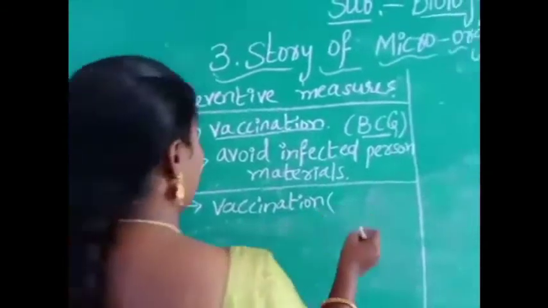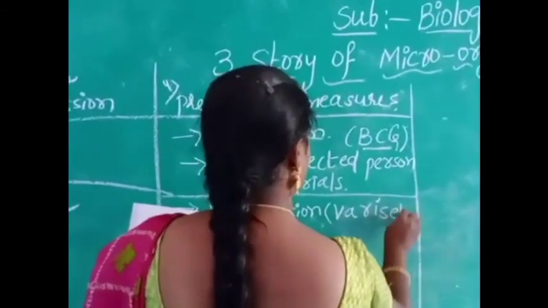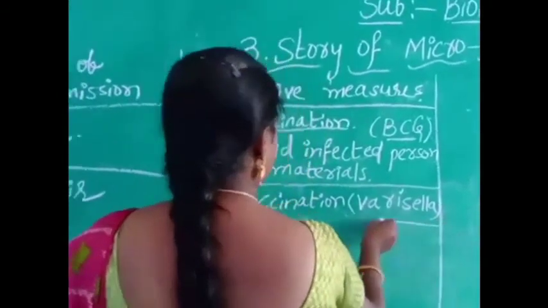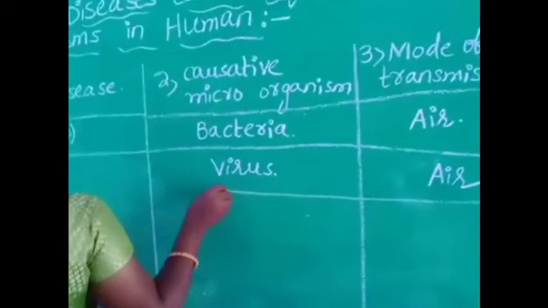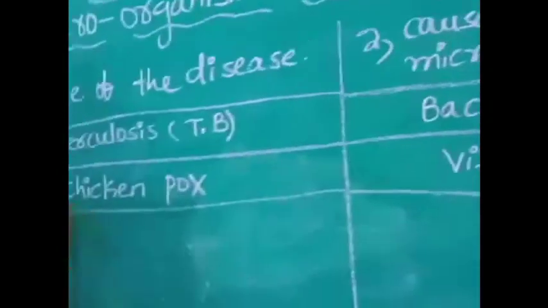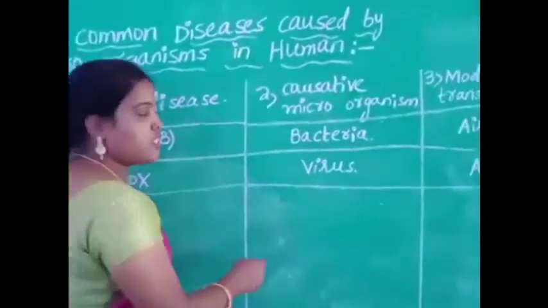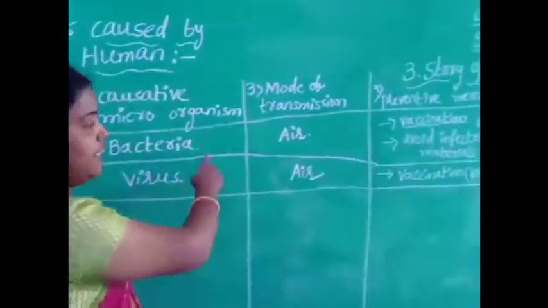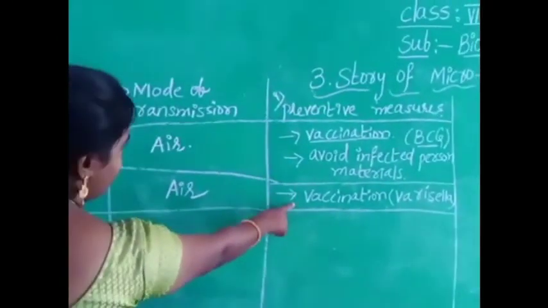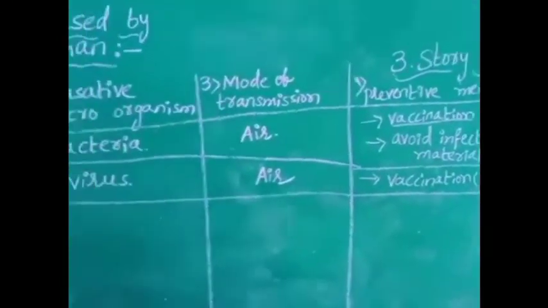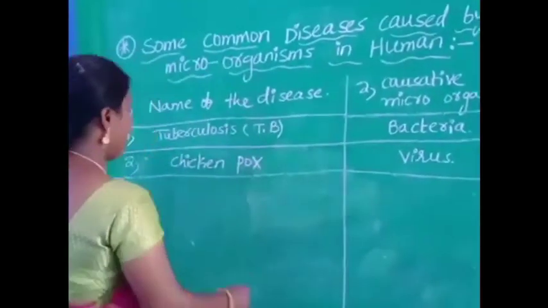What is the vaccine? Varicella. The varicella vaccine is used to prevent a disease like chicken pox. Chicken pox is caused by a virus, it is transmitted through air, and it is prevented by taking vaccination. The vaccine is nothing but varicella.